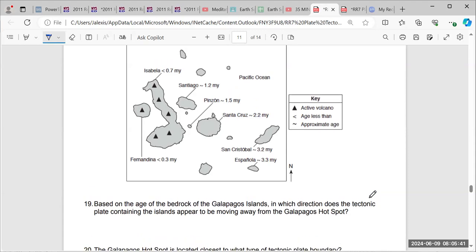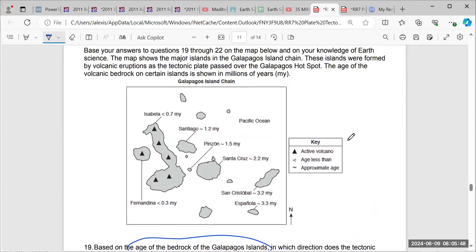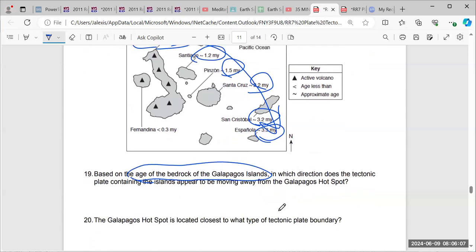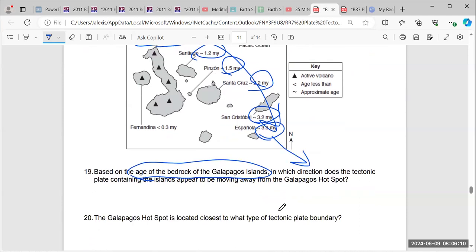And so it says, based on the age of the bedrock of the Galapagos Islands. One thing that I'm seeing is a pattern, right? This represents millions of years old, MY. And so I see that the age is getting older as I head in what direction? It's pointing down and to the right. And if it's pointing down and to the right, that direction is southeast.